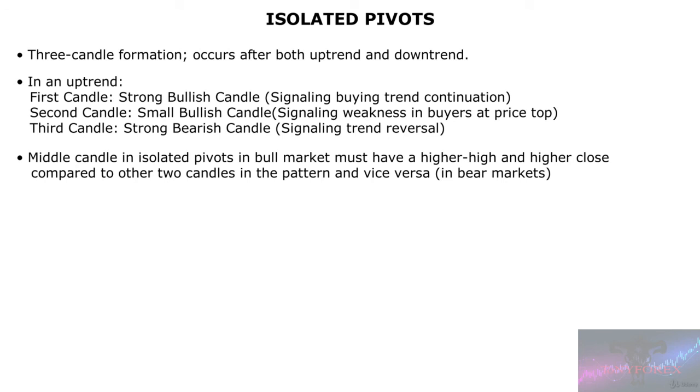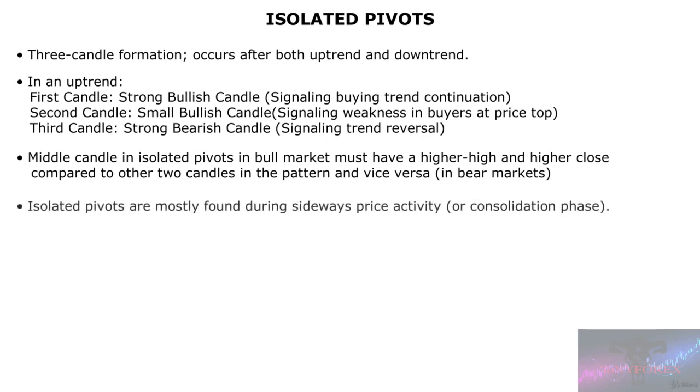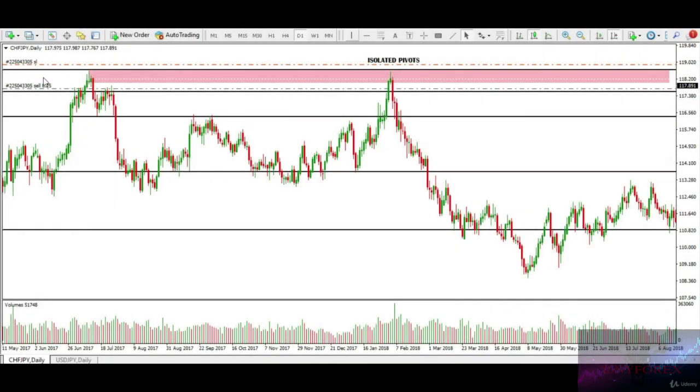Guys, exactly the opposite applies during a downtrend for isolated pivots. Isolated pivots are mostly used during sideways price activity, hence they present perfect opportunities when market enters a consolidation phase after a sharp trend. To understand isolated pivots, let's look at few examples. Here we're looking at Swiss franc and Japanese yen daily charts. I will quickly plot the support and resistance zones based on the sideways price activity before we proceed.